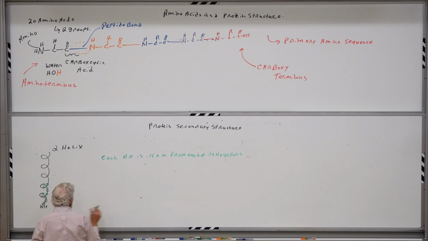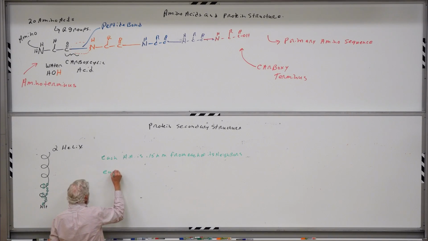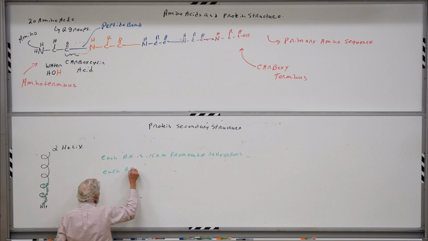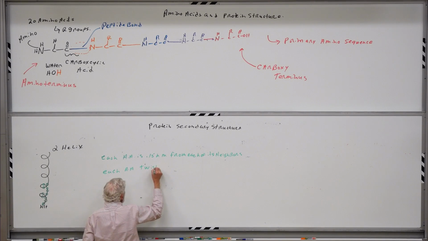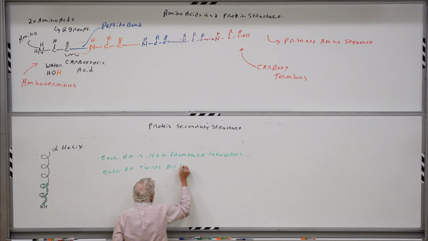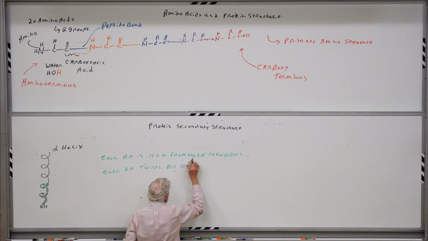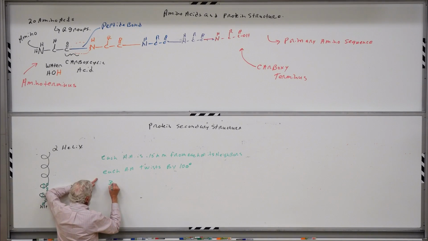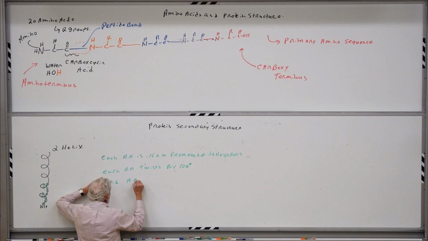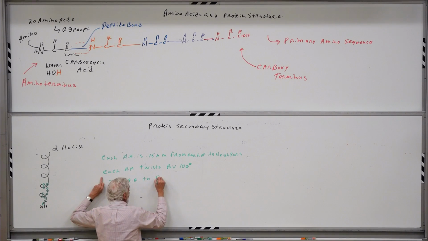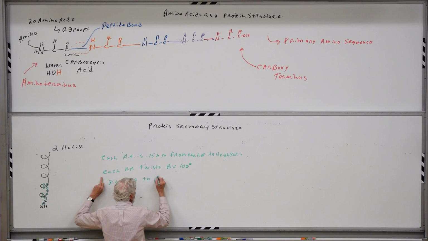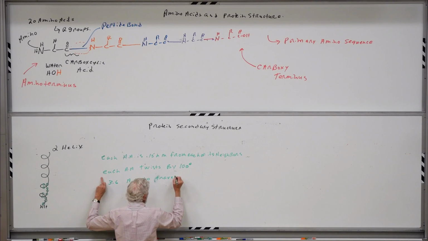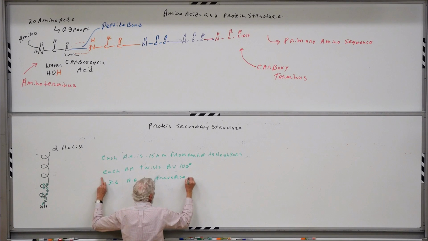Because this is a helix, each amino acid twists by 100 degrees. I'll remind you that it takes 360 degrees to go around a full circle. So that means it's going to require 3.6 amino acids to traverse, do it that way, a full circle.